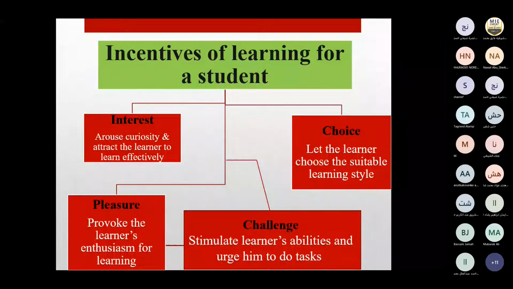Now, I'm going to move to the incentives of learning for a student. We have five types or things to talk about. Four, sorry. Interest, choice, pleasure, and challenge. You have to have these four things.